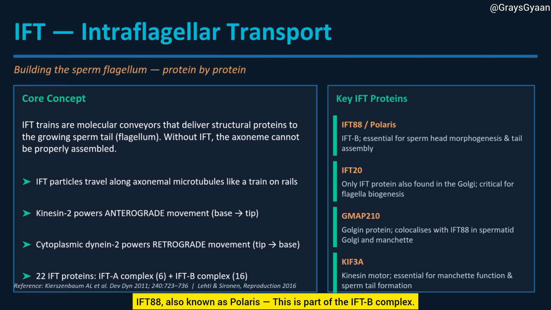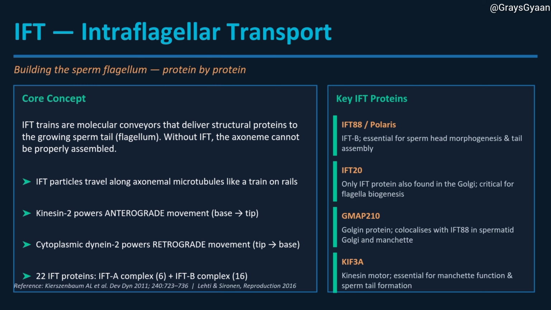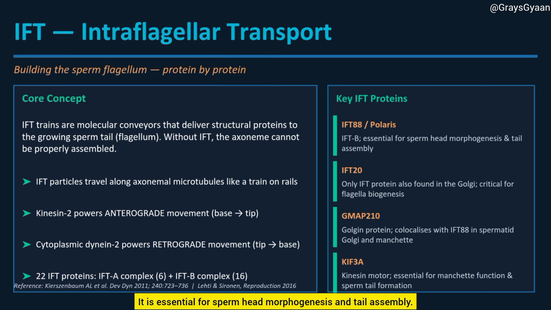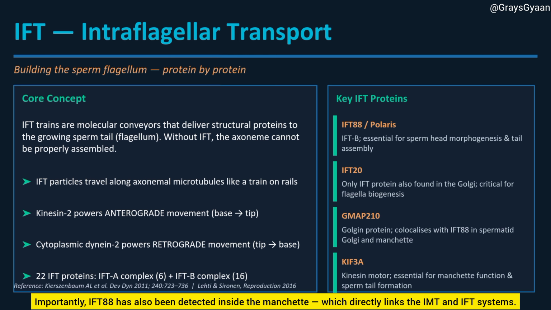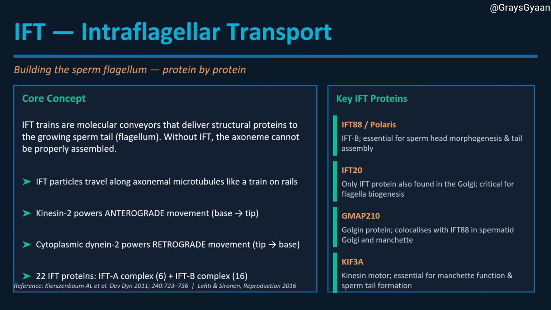IFT88, also known as Polaris, this is part of the IFTB complex. It is essential for sperm head morphogenesis and tail assembly. Importantly, IFT88 has also been detected inside the manchette, which directly links the IMT and IFT systems.